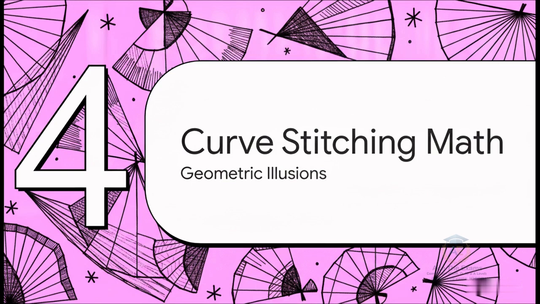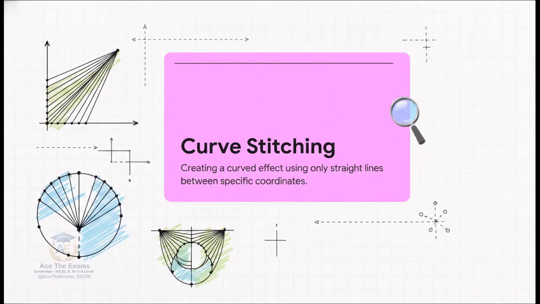Which brings us to section 4, the math of curve stitching. In this final part, we'll see how strict, rigid, straight lines can actually trick our human eyes into seeing beautiful, sweeping curves. Curve stitching produces this really cool curved effect, but mathematically, every single line used in the construct is perfectly straight. It's basically a geometric optical illusion built entirely on coordinates and line segments.